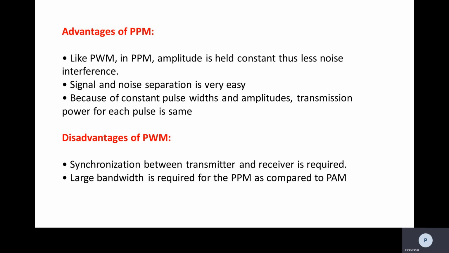Now we will see the disadvantages of pulse position modulation. Synchronization between transmitter and receiver is required. So that is one disadvantage of a PPM. And the second one is that a large bandwidth is required for the PPM as compared to the PAM. So we require a large bandwidth and also synchronization. So these are the two disadvantages of a PPM.